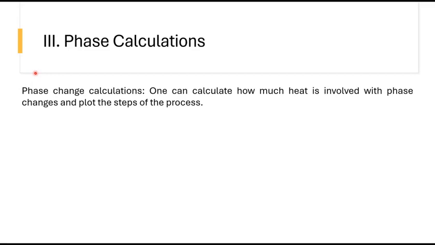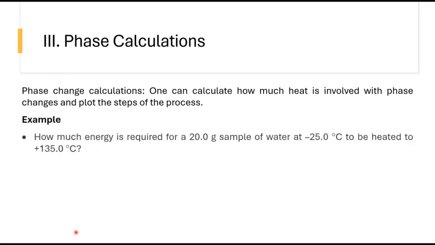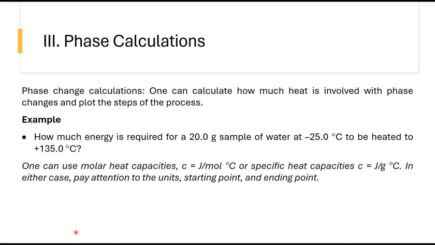3. Phase calculations. One can calculate how much heat is involved with phase changes and plot the steps of the process. Let's do an example problem together. How much energy is required for a 20.0 gram sample of water at -25.0 degrees Celsius to be heated to 135.0 degrees Celsius? We can use molar heat capacities or specific heat capacities. We can also use enthalpies.